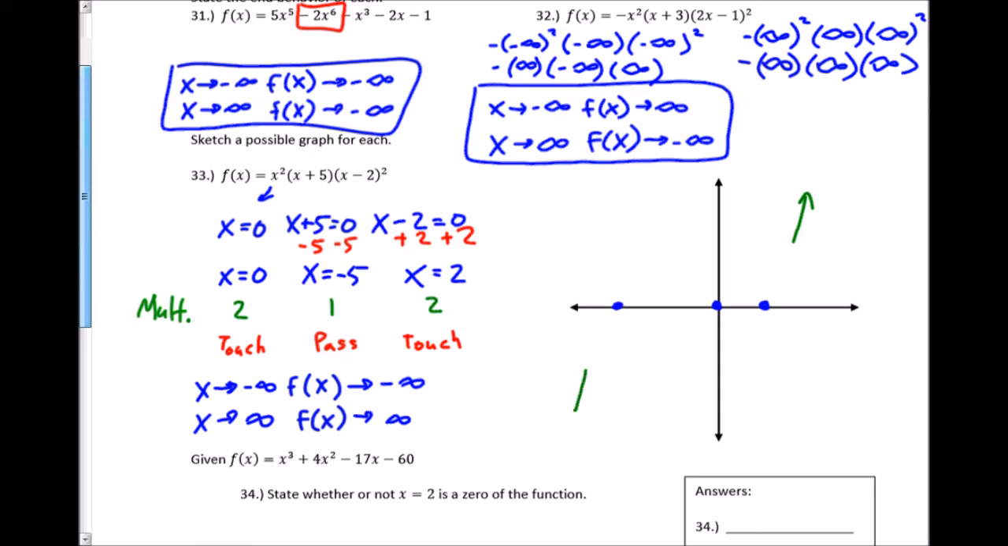I know it's going down over here. As I approach the x value of negative 5, my multiplicity tells me to pass through. As I approach 0, it tells me to just touch at that point. As I approach 2, it tells me to just touch at that point. Now I know it's going to continue up forever. And that's it. So multiplicity, along with the end behavior, gives me a real brief, quick sketch of this thing. And really that's important because now I can clearly identify approximately where my relative maximums and minimums are going to be. Okay?